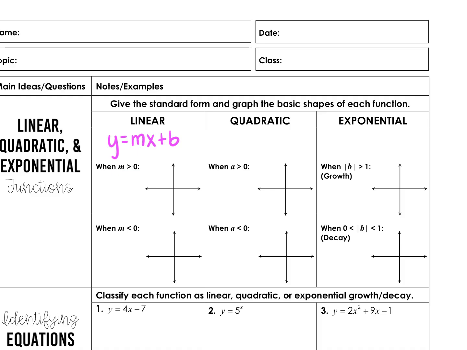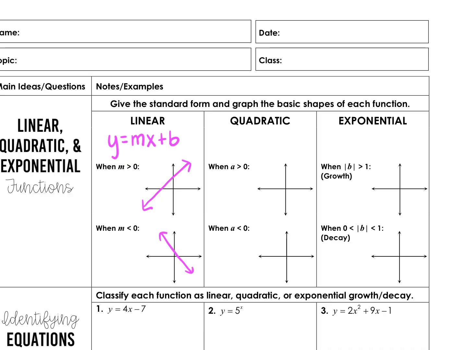So when m, which is the slope, is more than 0, we're just going to draw a line that has a positive slope. So anything that's going up. So that line would have a positive slope. When the slope is negative, the line looks more like this. And I'm not concerned with the y-intercept here. You can put it wherever you want, but we're just talking about slope in this top little section.